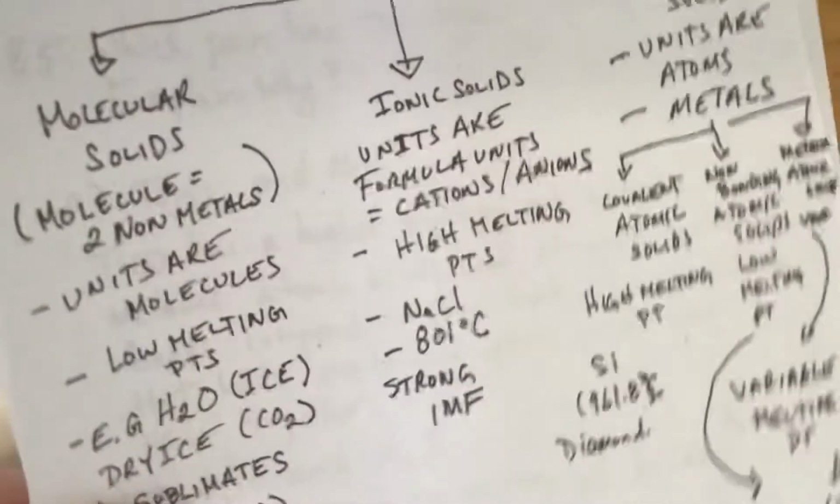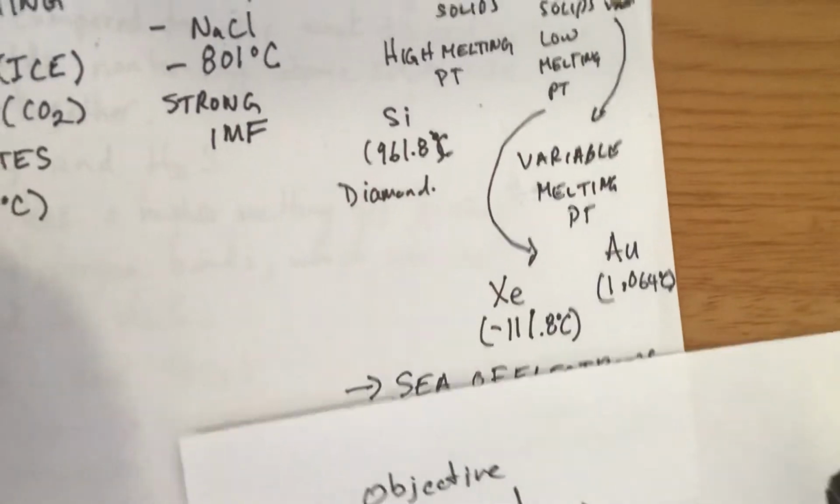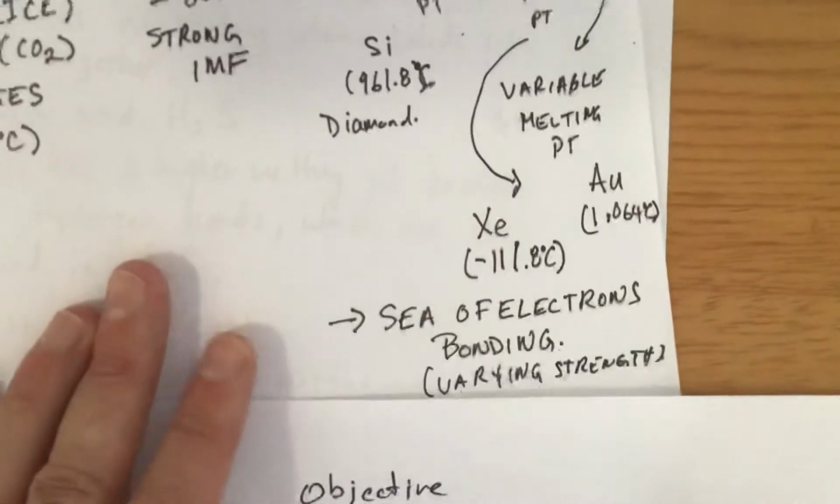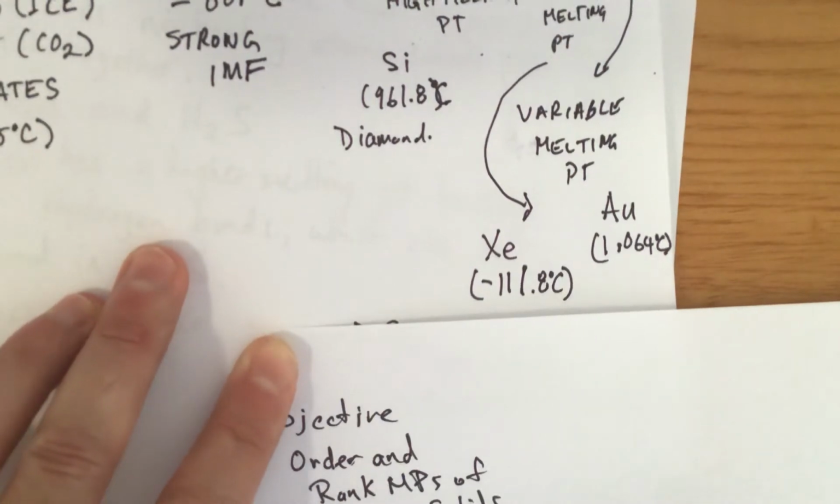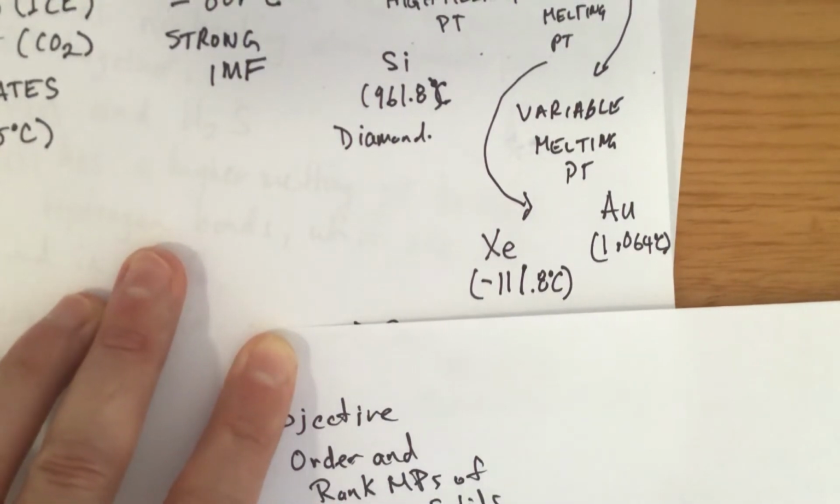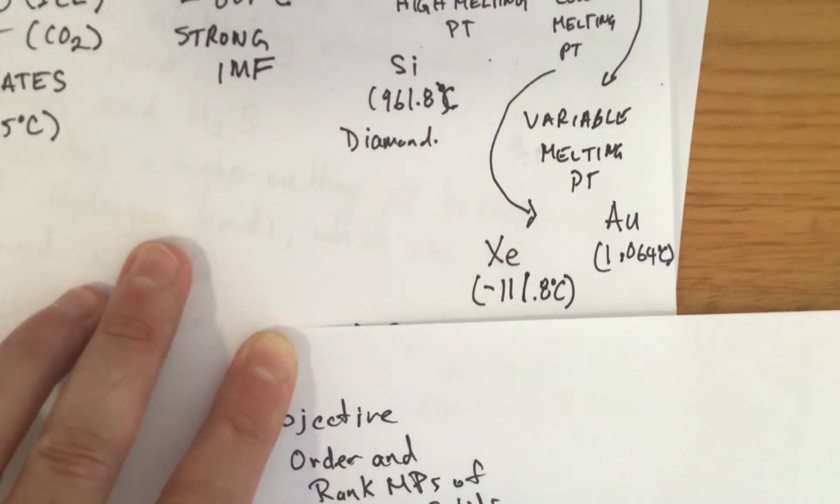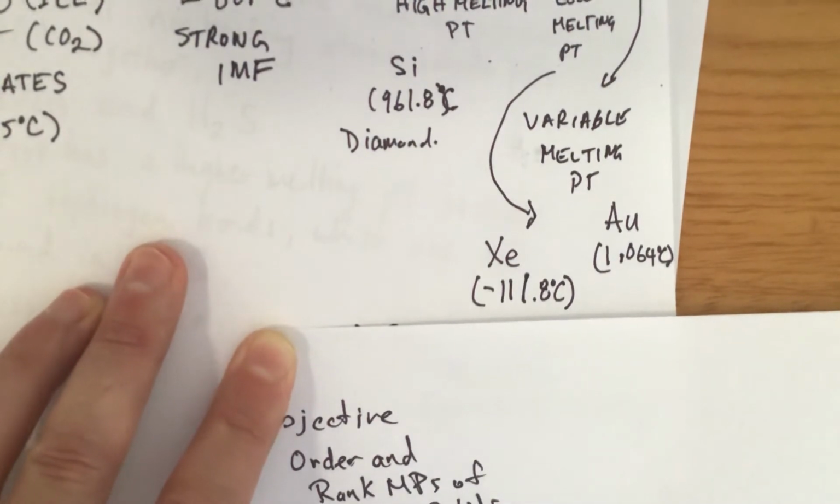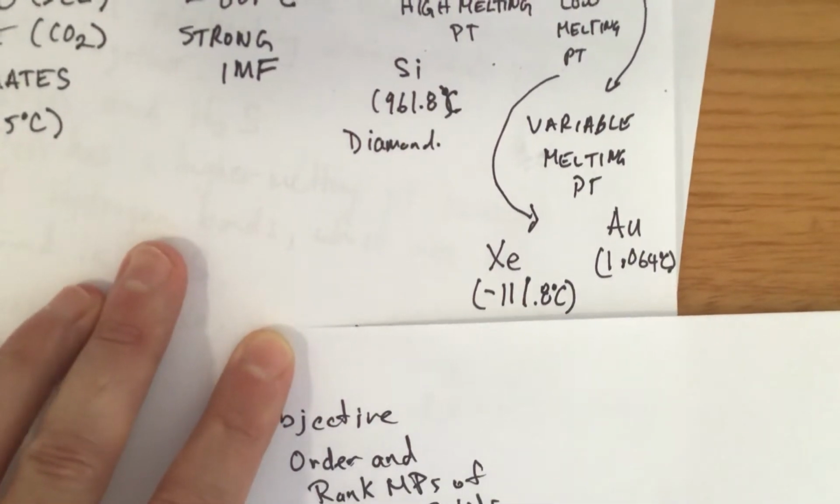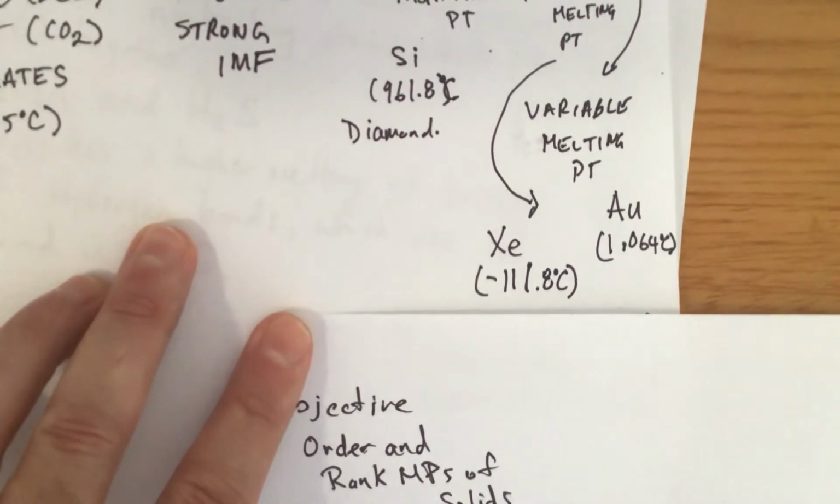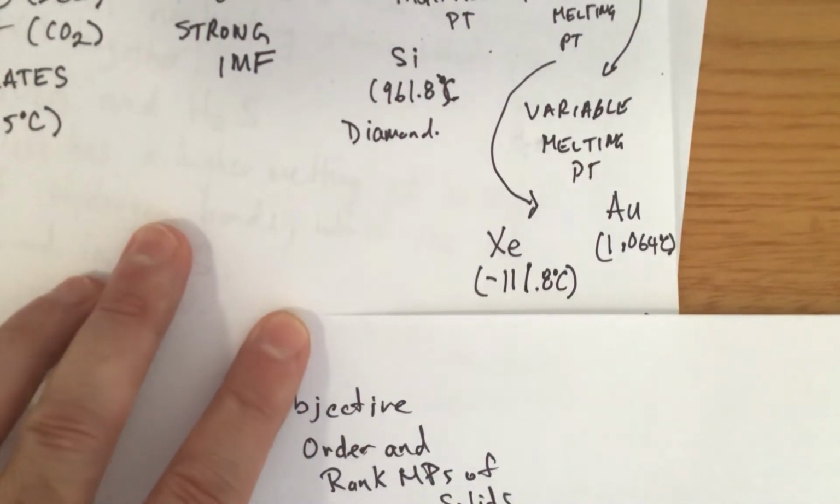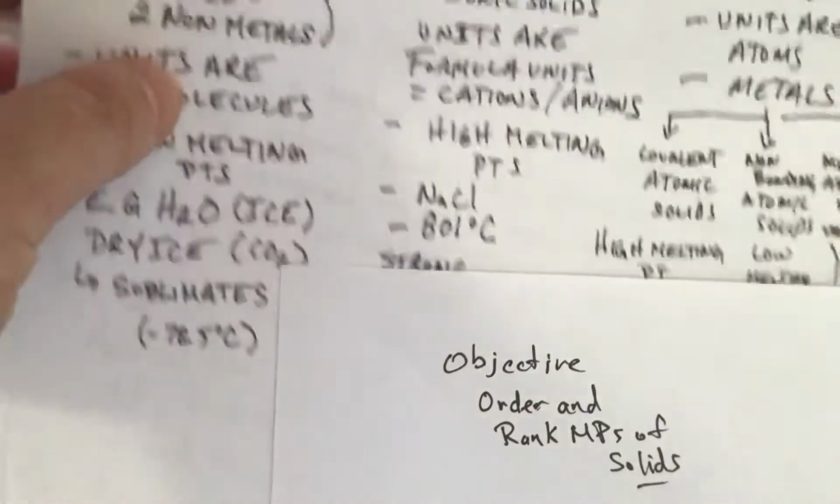So if we think about something like xenon, a noble gas, it melts at minus 111.8 degrees Celsius. That means that lower than minus 111.8 degrees Celsius, it exists as a solid. So xenon, in room temperature where you are right now, exists as a gas. So if you want to make it a solid, you need to get it really, really, really cold. Okay, these have low melting points.